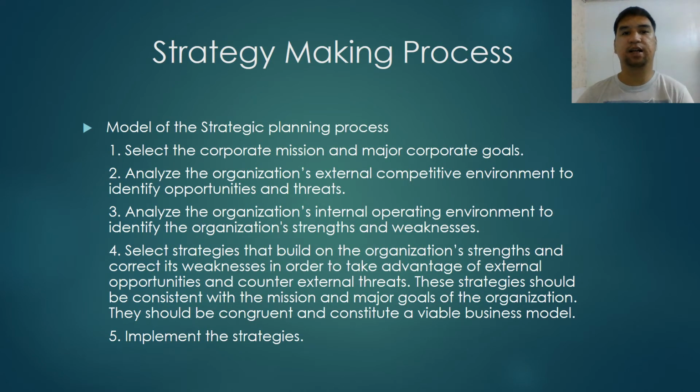Strategy-making process. Model of the strategic planning process. First, select the corporate mission and major corporate goals. Second, analyze the organization's external competitive environment to identify opportunities and threats. Third, analyze the organization's internal operating environment to identify the organization's strengths and weaknesses. Fourth, select strategies that build on the organization's strengths and correct its weaknesses in order to take advantage of external opportunities and counter external threats.